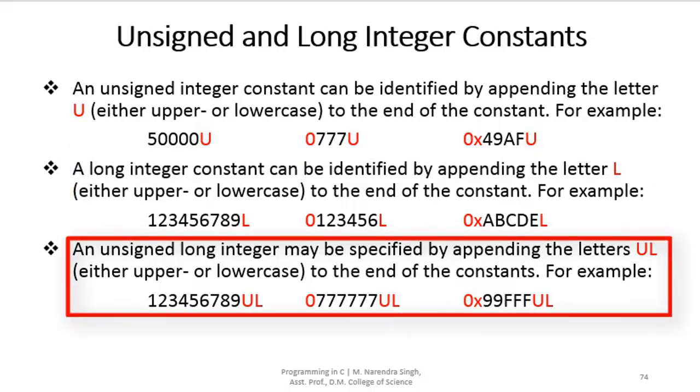An unsigned long integer may be specified by appending the letters UL, either in uppercase or lowercase, to the end of the constant. For example, UL is appended to the decimal integer constant 123456789 to indicate that it is an unsigned long decimal integer constant. Similarly, UL is appended to the octal integer constant 777 to indicate that it is an unsigned long octal integer constant. And UL is appended to the hexadecimal integer constant 99FFF to indicate that it is an unsigned long hexadecimal integer constant.